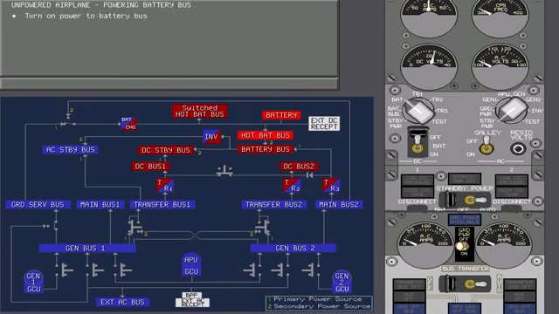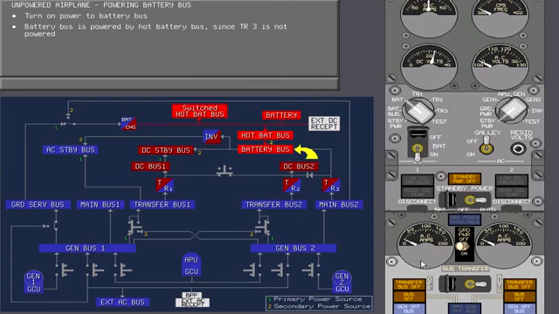Turn on the switch that will enable the battery bus to be powered. Touch the correct switch. The battery bus is powered by its alternate source, the hot battery bus, since TR3 is not powered. The lights which are on require only battery bus power.